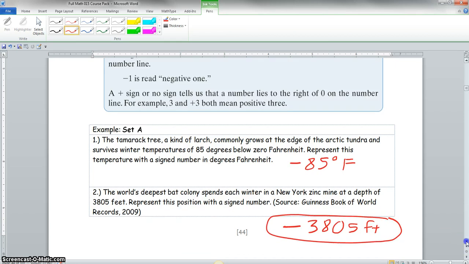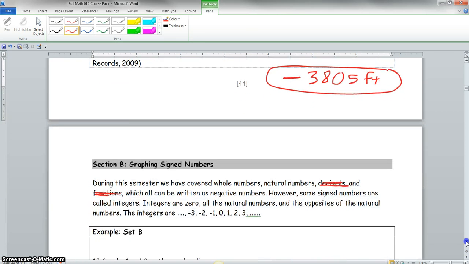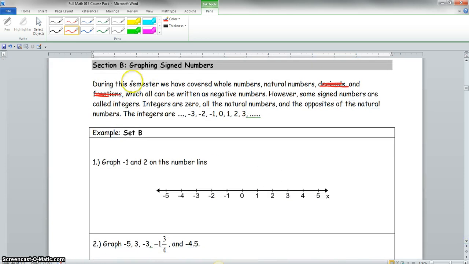Okay, now we scroll down here. Now it says graph and sign numbers, section B. During this semester we have covered whole numbers, natural numbers. Now in your course pack it says decimals and fractions. We haven't covered decimals and fractions. That's why I scratched this out. Which all can be written as negative numbers.